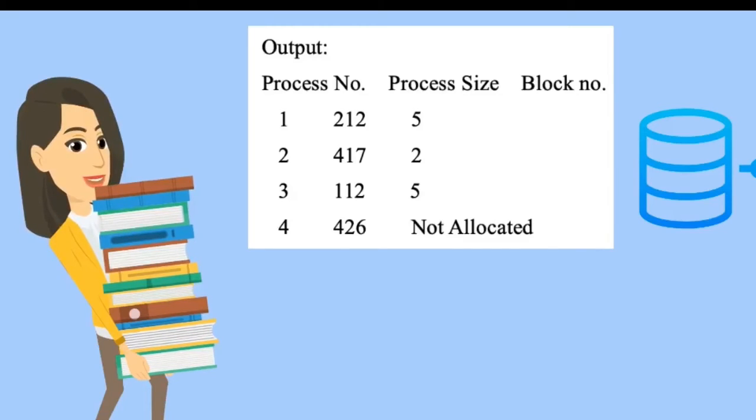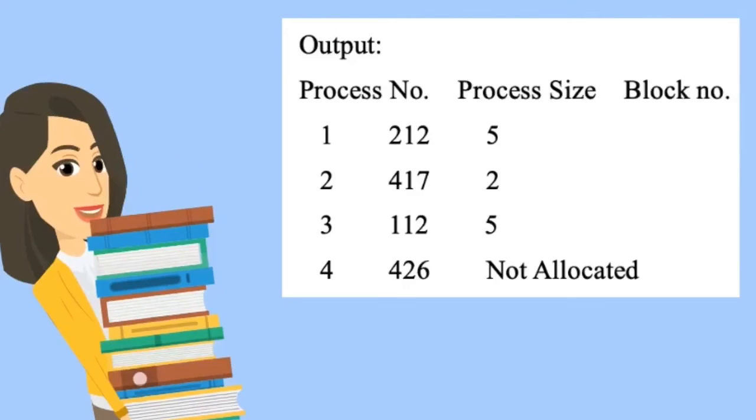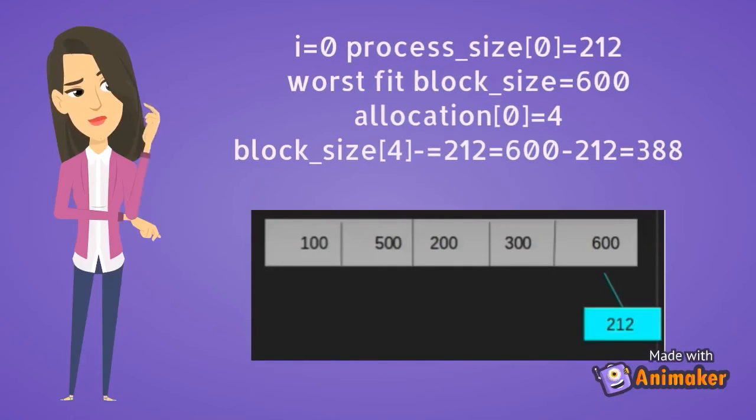Output: process numbers 1, 2, 3, 4; process sizes 212, 417, 112, 426; block numbers 5, 2, 5, not allocated. When i equals 0, process size equals 212, blocks with sizes 500, 300, 600 can be allocated to this process. The maximum among them is 600, so the worst fit block size would be 600, so allocation[0] equals 4, which is the index of the block 600.